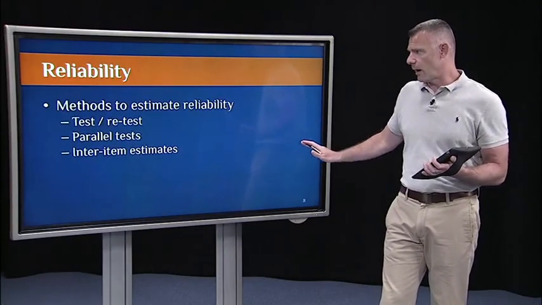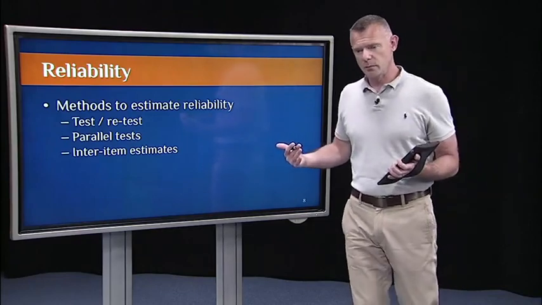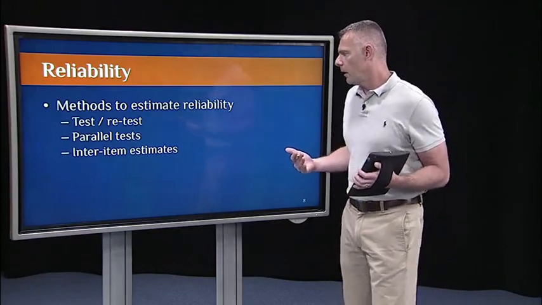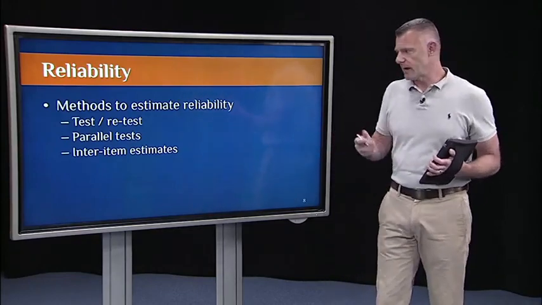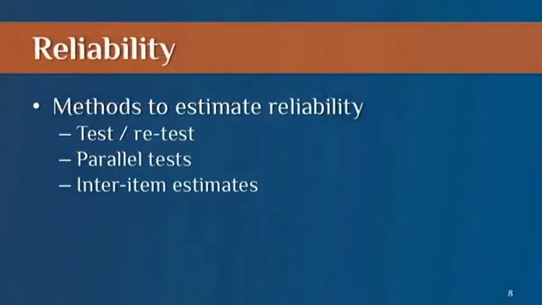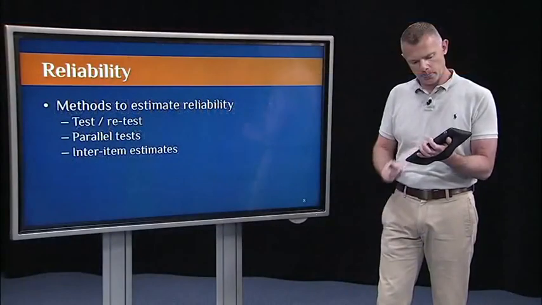The 3 that we'll talk about, and there are more ways to do this, but I'm just going to emphasize 3, is 1, test-retest. Another is known as parallel tests. And the third is known as internal consistency estimates. I'll walk through each of these.